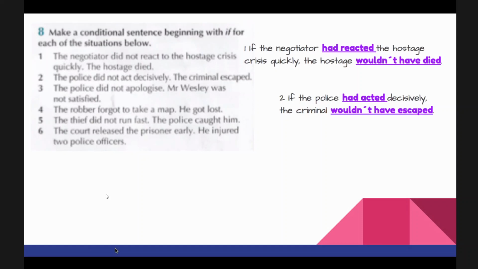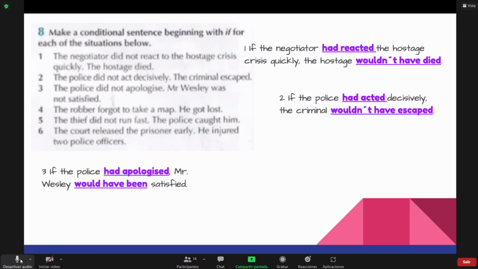Pero aquí would have been será porque Mr. Wesley was not satisfied. Entonces, por eso la oración en condicional tiene que estar en positivo, ¿ok? Si no se hubiese. Ajá. Entonces, if the police had apologized, which they didn't, Mr. Wesley would have been satisfied, which he wasn't. Okay, él estaba muy molesto. Okay, good, thank you. Anna, please, next, number 4.